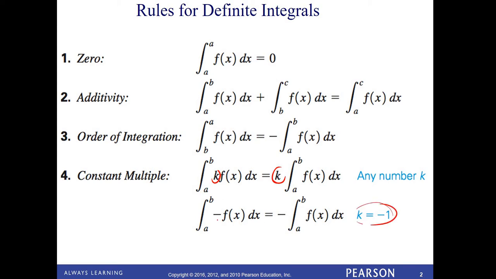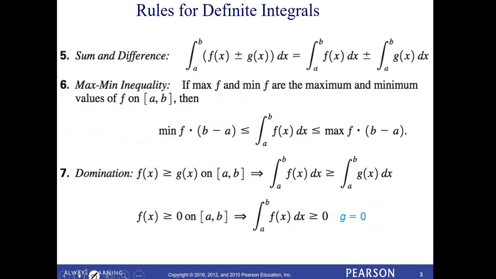So if we're integrating the opposite of a function, it makes the integral the opposite. If we're integrating, back here, in the opposite direction of the interval, we also get an opposite integral value. Sum and difference. The integral of the sum or difference of two functions is the integral of the first function plus or minus the integral of the second function, depending upon which we are using, plus or minus.